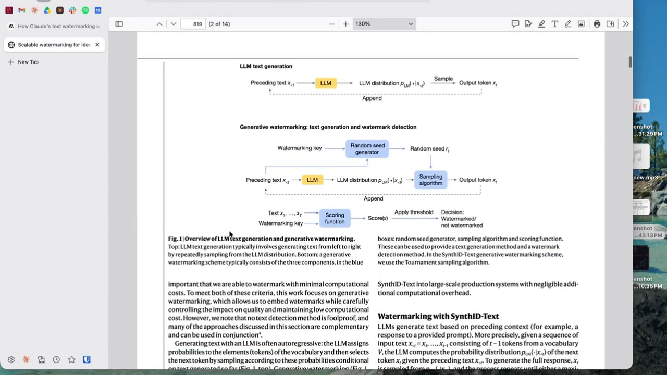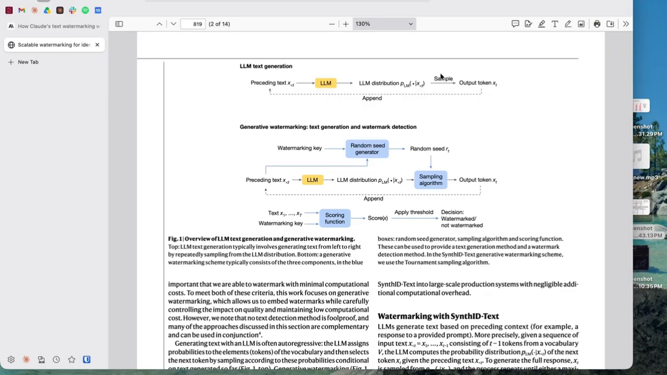Here's the general idea. For regular LLM text generation, it goes something like this. If you're familiar with LLM generation in general, this is going to sound really familiar. You have some preceding text, so that's all the tokens in the sequence up until the point T that you're at. That goes into the LLM. The LLM has some probability distribution of the next word it's going to generate, given all of the text that it's seen up until that point.